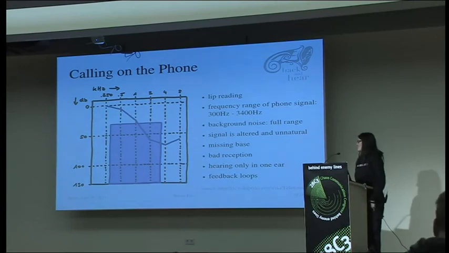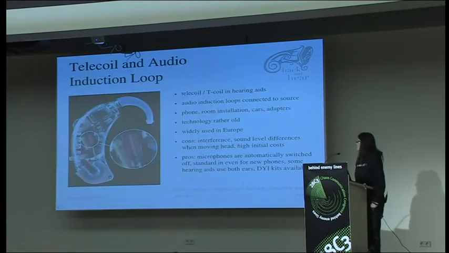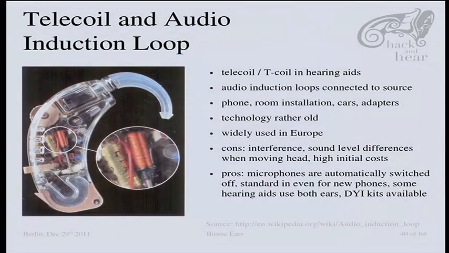So a lot of things make it really annoying to talk on the phone, and there are some technical solutions for that. The oldest one is the telecoil or T-coil. It's connected to an induction loop, and you pick up the electromagnetic signal with the telecoil. It's there in the picture, a really small antenna, and there are different setups for the induction loop.